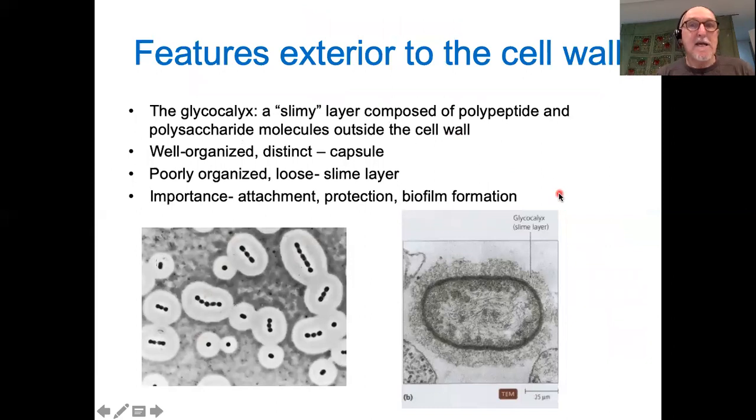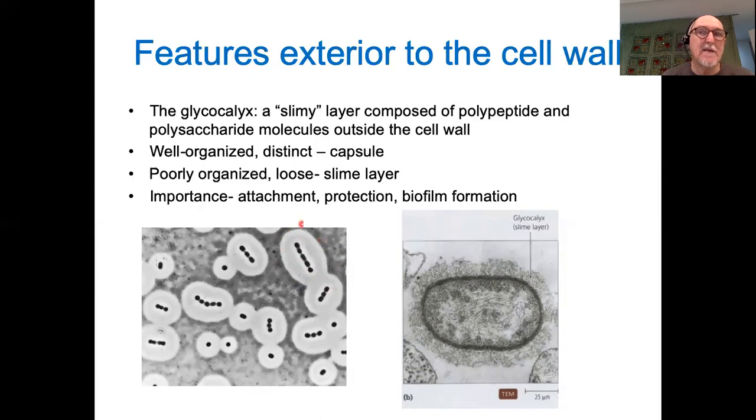Other features of the outside of the cell. First of all, I told you right at the beginning, sometimes there is a looser layer of polysaccharides outside the cell. In this case here, they are sitting closely adherent to the cell, and this is a capsule. You use a special staining technique to visualize them. Very important feature because often it confers pathogenicity on a cell. It enables the cell to stick to a host cell.